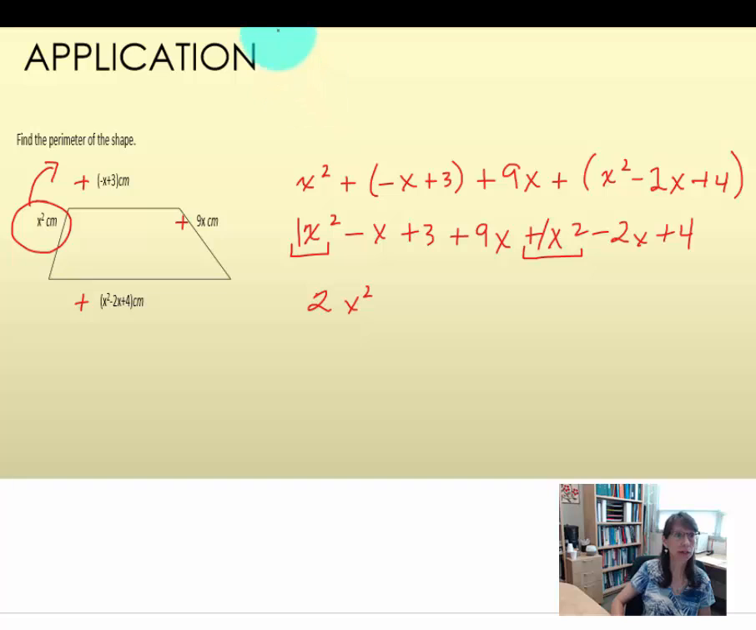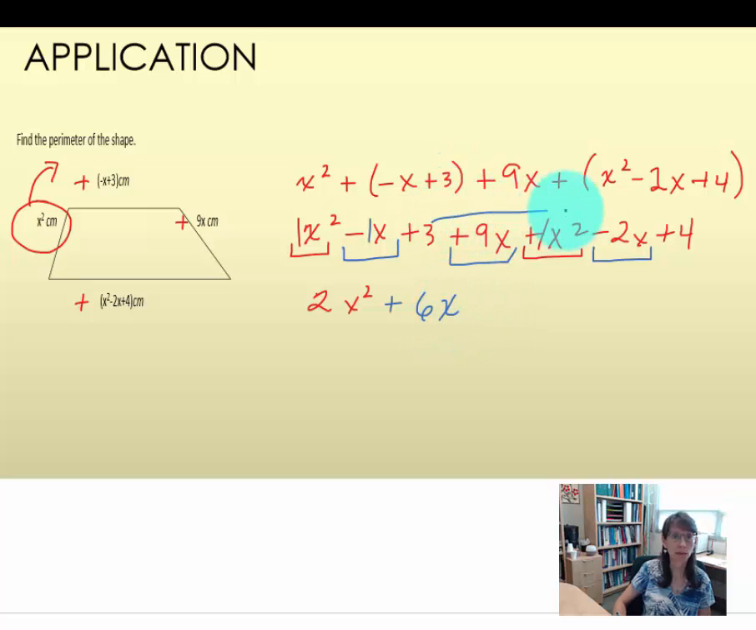Then my first degree terms, negative x plus 9x minus 2x. So there's 3 that I'm combining. Negative 1 and 9 make 8. 8 take away 2 would make positive 6x.